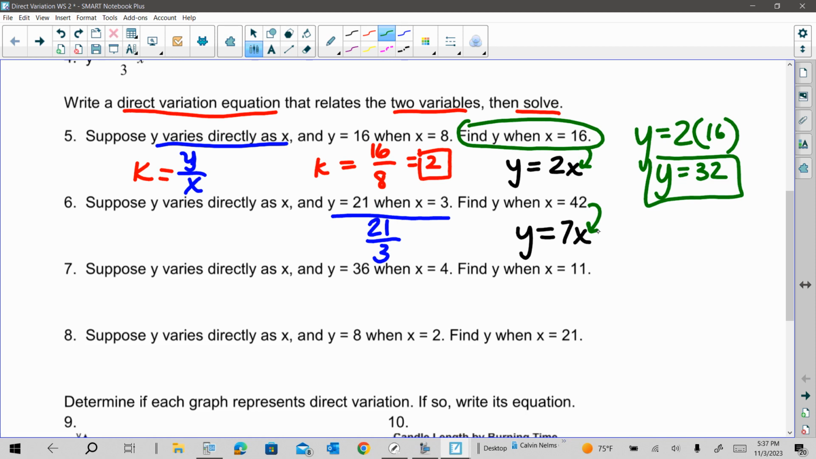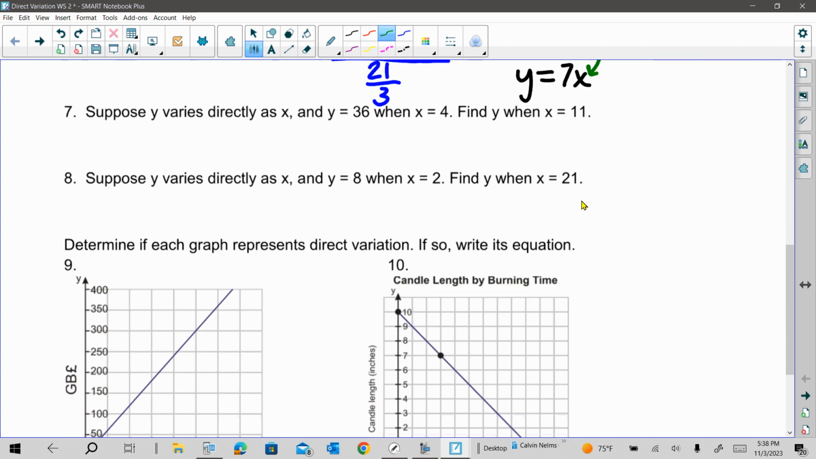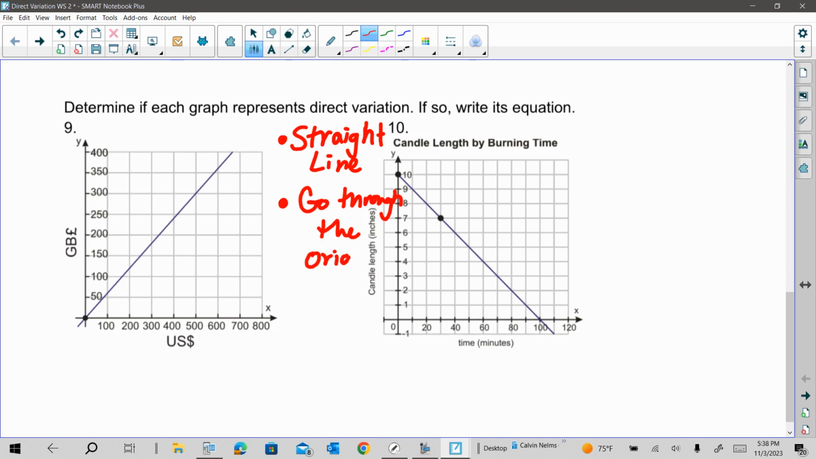All right. So once you complete these problems, then when you look at 9 and 10, determine if each graph represents a direct variation. There are two things that have to happen for it to be a direct variation. First thing, it has to be a straight line. And that straight line has to go through, I'm probably running out of room here, sorry, the origin. And the origin basically means it goes through 0, 0.